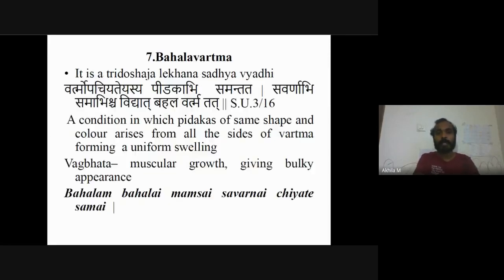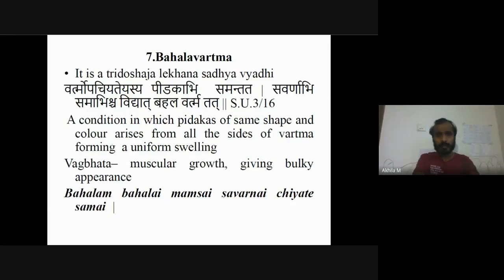Then come to Bahala Varma. Bahala Varma is also a swelling. There arise some pidakas with a generalized swelling. Acharya Vagbhata described Bahala Varma as: Bahala mamsa savarna, which means there is some muscular growth giving a bulky appearance to the varma. Due to the swelling, there is a bulky appearance to the varma. Bahala mamsa means there is some muscular growth, the same color as the mamsa pinda, with swelling.